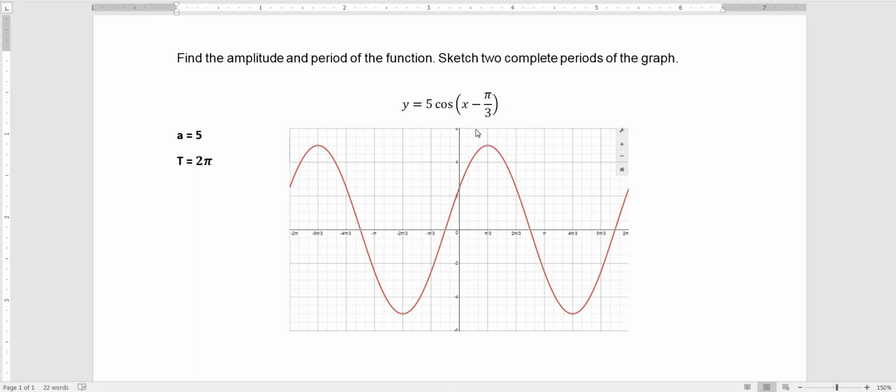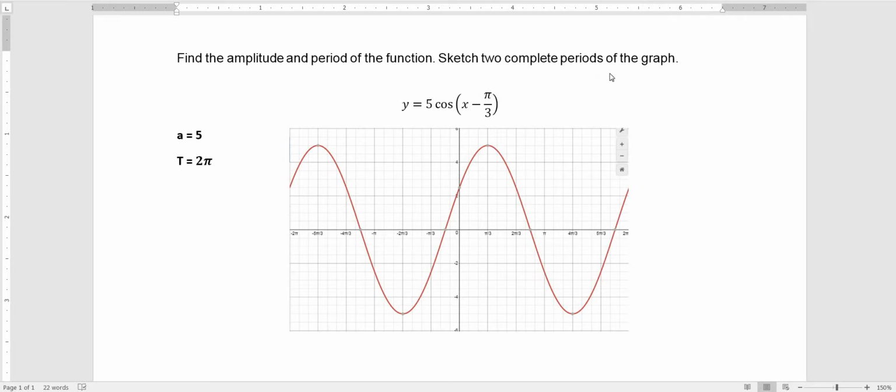What does this pi thirds here do? Well, it's a horizontal shift because it's inside. So it shifts this guy to the right pi thirds. And we don't see anything added or subtracted. If we did, that would cause a vertical shift. All these translations are things we've talked a lot about before. You should feel pretty comfortable with. So amplitude is 5, period is 2 pi.